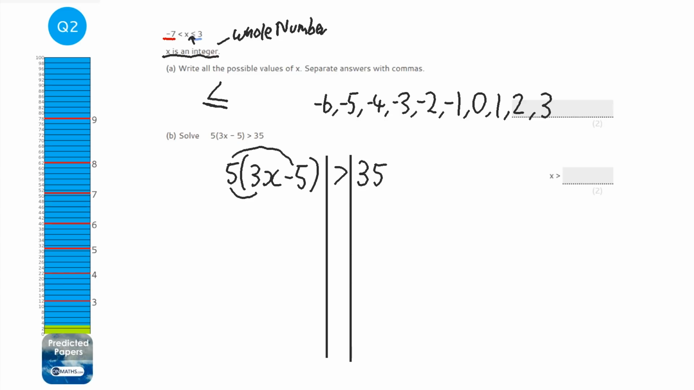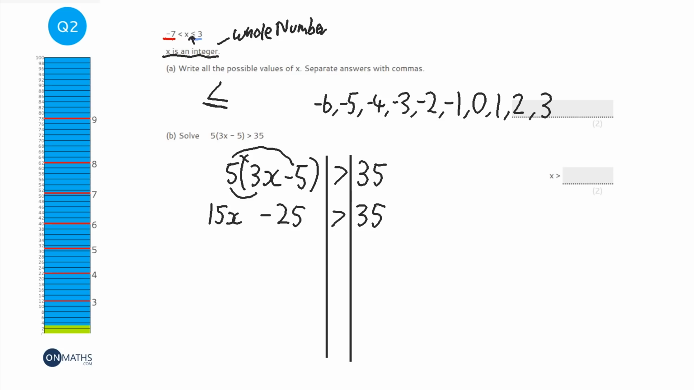So the first step is to expand the brackets. So I do smiles and rainbows, but if you've got another method, that's fine. I'll put a little line there to remind me to times it. So 5 times 3x is 15x. And 5 times minus 5 is minus 25. Now you could have divided both sides by 5 and that would have been fine.